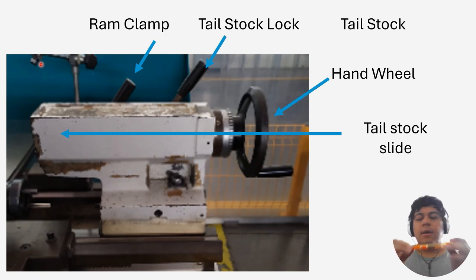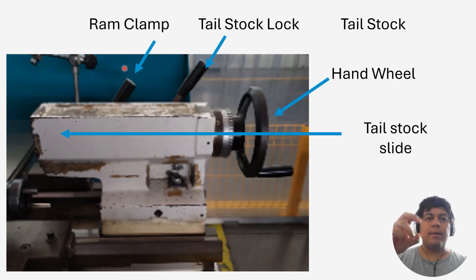All right. Now let's break down the parts of the tailstock. We have something called the ram clamp, which is this part. The ram clamp is, of course, the part that is going to hold the dead center. All right, we call it the dead center.